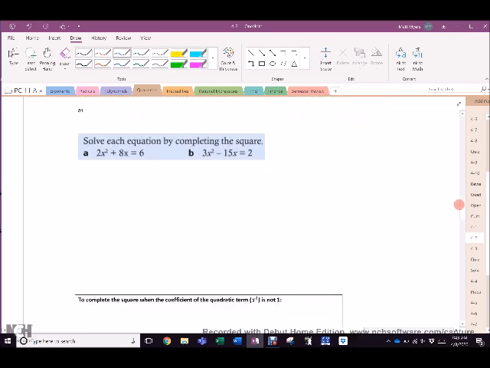Now, remember earlier I said I would talk about what to do if this isn't 1. Well, let's talk about that. So step 1 was to get it. So I had x squared plus bx equals c over here, right? So, well, that's already set up for me, right? So 2x squared plus 8x equals 6. Now, what bothers me there? This 2 bothers me there. But I've said it a million times. You can't forget your math.